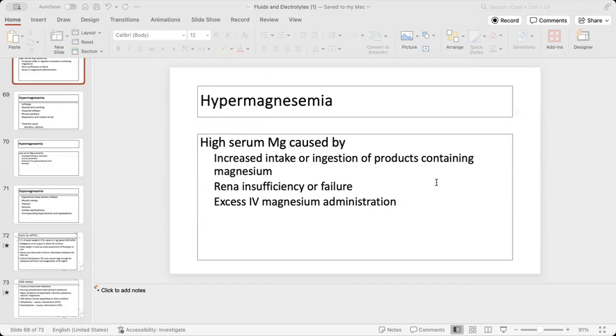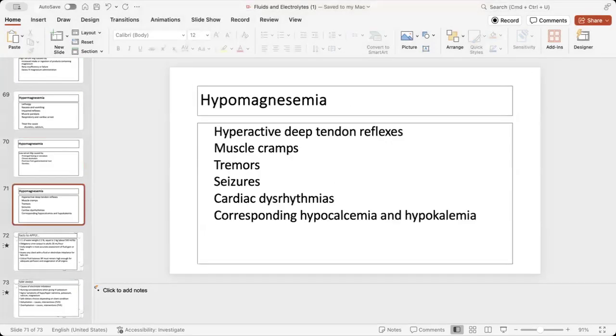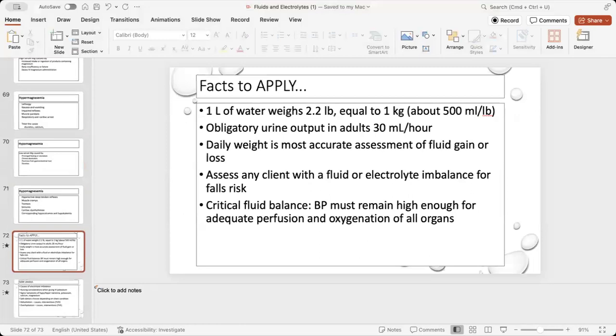And then low magnesium, a lot of times this could be in your patients who have chronic alcoholism. Low levels of that magnesium. So you want to replace that, right? Replace it with magnesium, right?